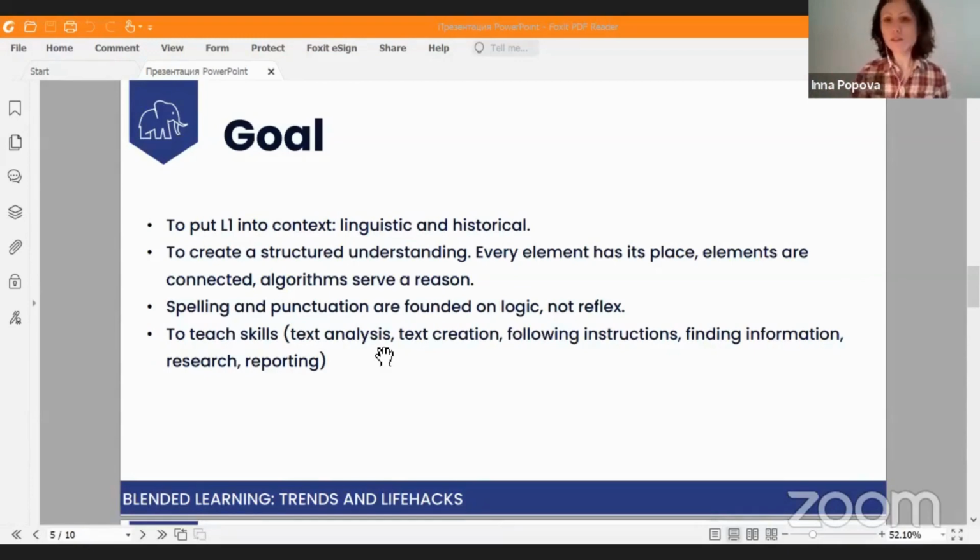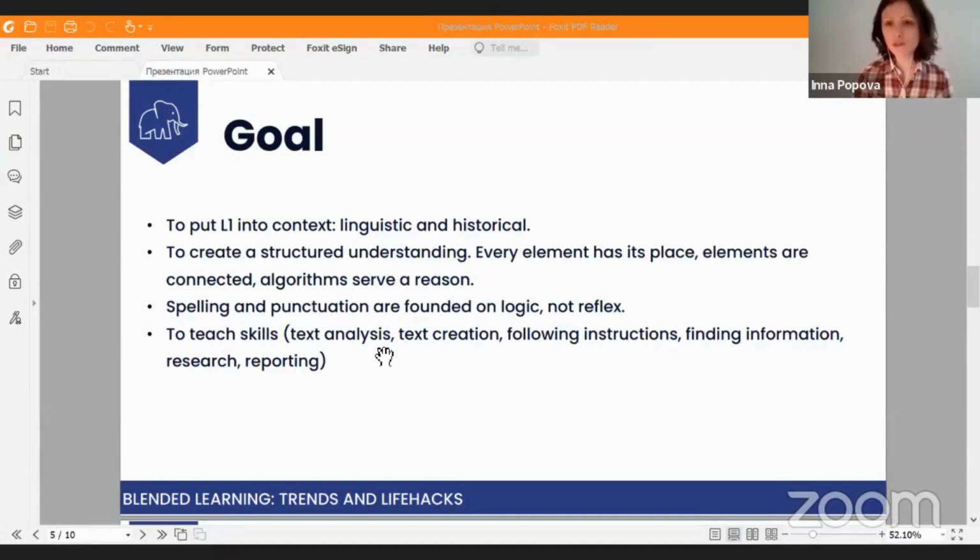Also, and it is very, very important for us and for our program, we use the lessons of the first language as the time to teach, practice and develop some skills. For example, text analysis or creating the text, so writing basically. How to follow instructions that are given, how to create instructions, how to find information, how to conduct research, how to report on this research orally and in writing.